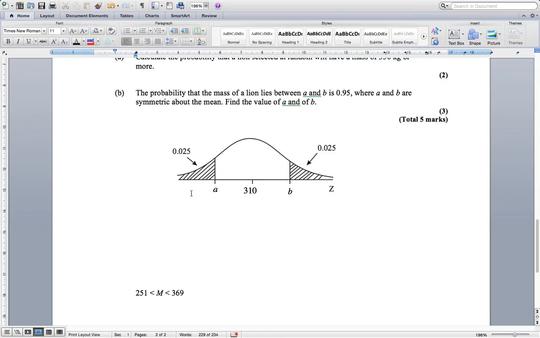Or you can also use this part. Since we know that this area is 0.025, you can go to inverse normal and you can enter the area as 0.025 and the tail is left and you'll get the value of A. Same way, if we enter the same area but the tail on the right hand side and the same sigma and mu, then you'll get the value of B. So that is another way.